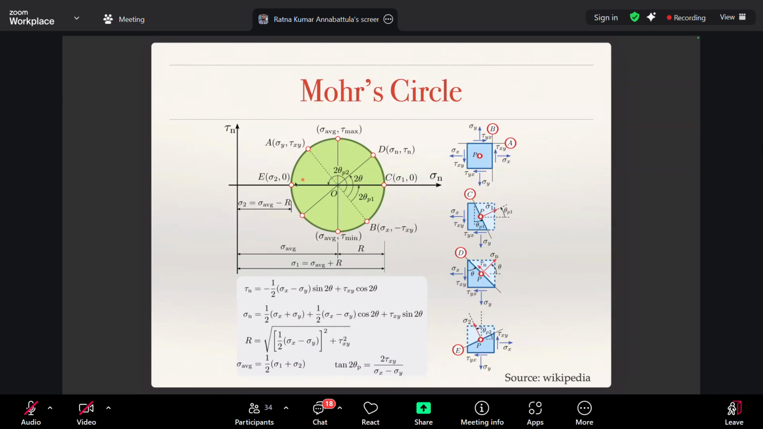That means even if you are applying a uniaxial state of tension here, you will have planes at which you will have some shear stress. And there will be one plane at which you will have maximum shear stress, which will be at an angle 2 theta 90 degrees, that means theta 45 degrees. So if this is your principal stress plane, a plane oriented at an angle 45 degrees to this principal stress plane will have maximum shear stress.